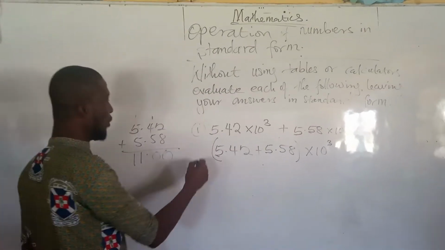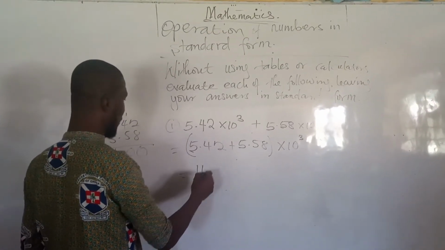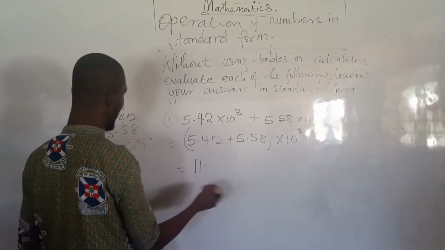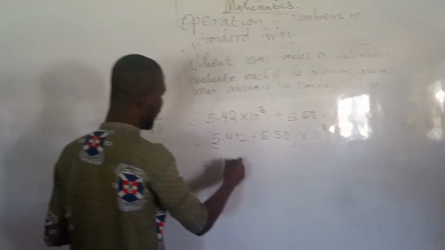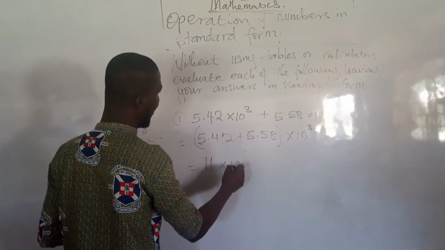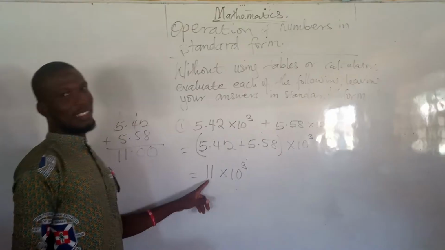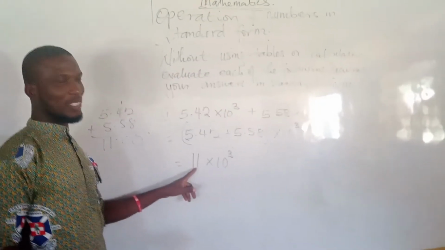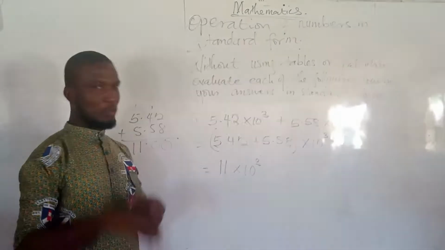So this is going to give us 11.0, or we leave it. 11.00 is the same as 11. So 11 times 10 exponent 3. But then we can see that this one is not in standard form, because standard form said we shouldn't have 2 digits before the decimal point.